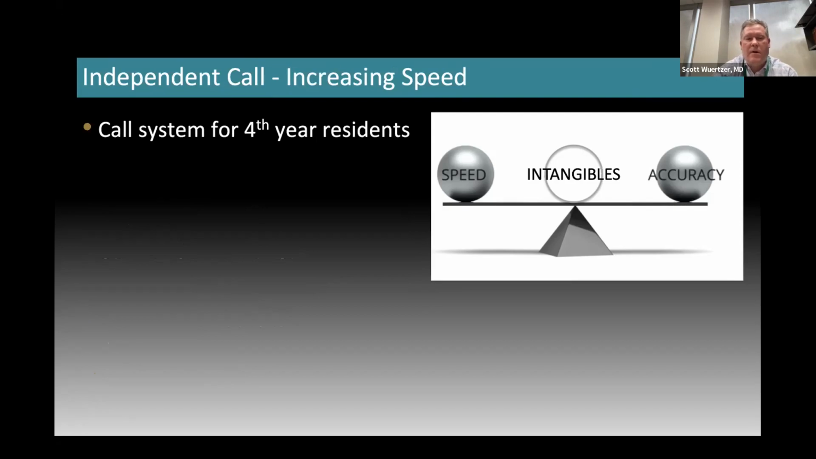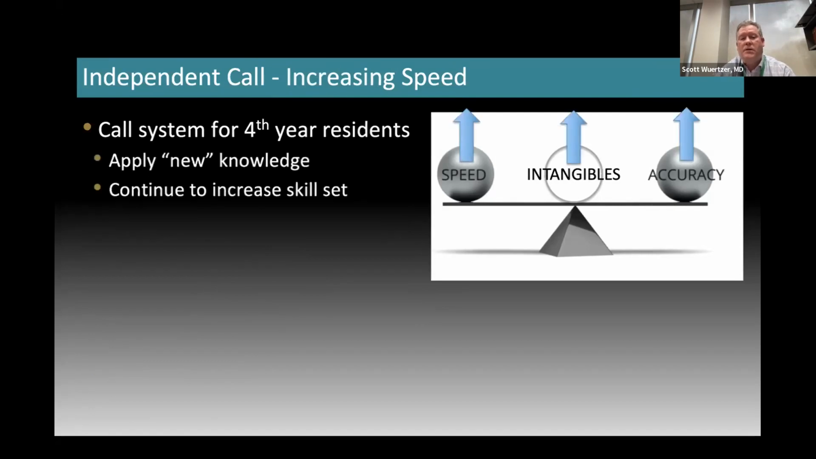So as you move through your system, how can you continue to increase speed with a call system? Again, I've already mentioned this idea of potentially having some sort of system for fourth years. It gives them a chance to apply new knowledge. Hopefully at this point, they passed the core and they're ready to get out there and show off, so to speak. So you'd like to see all of these things moving upward: speed, intangibles, accuracy.